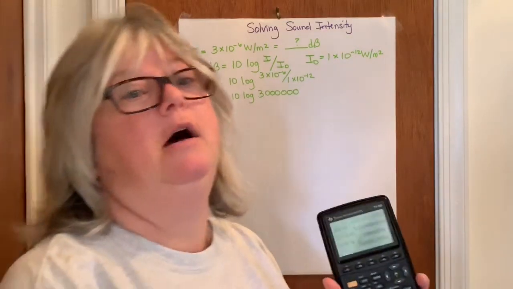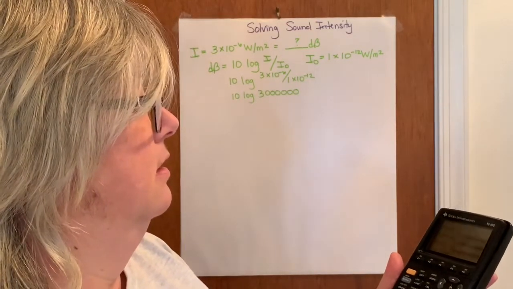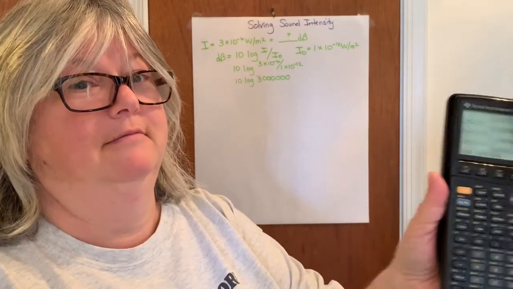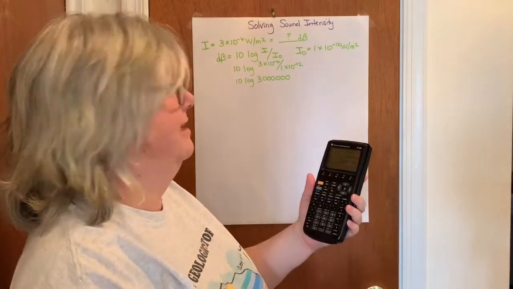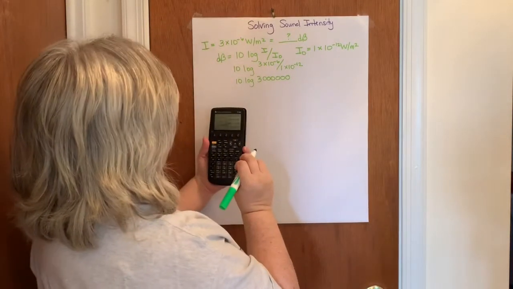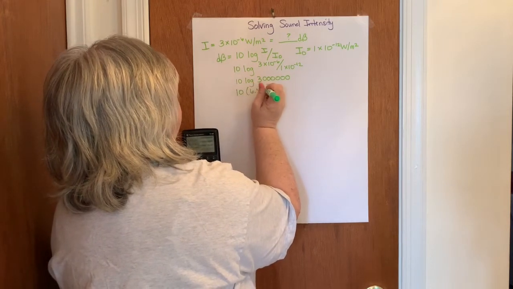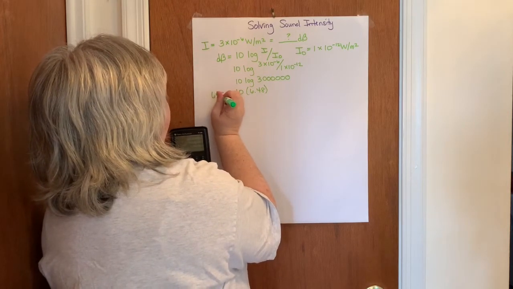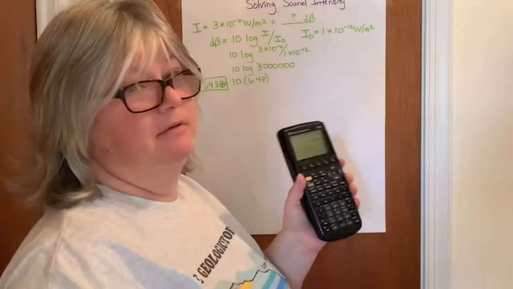That's why in the email yesterday I told you, make sure you know how to do this. For most calculators, you're going to say log 3 million. That gives me 6.48. Ten times 6.48 is 64.8, and that's decibels.